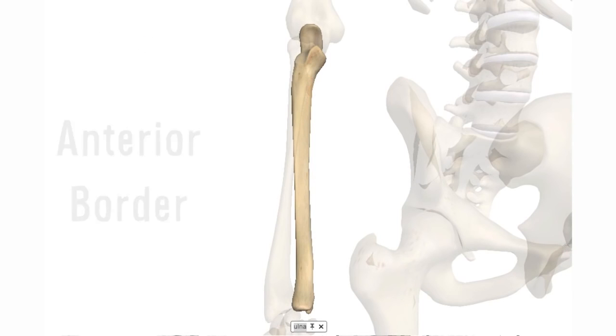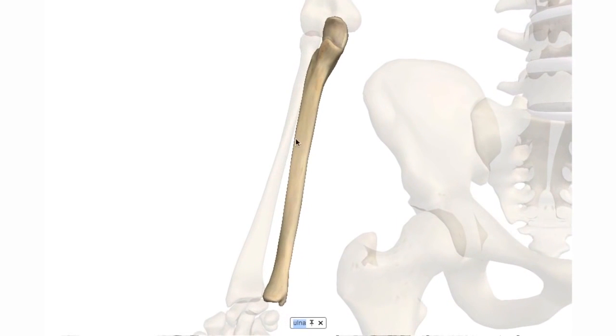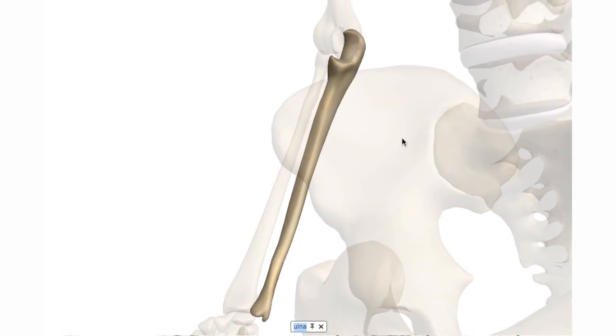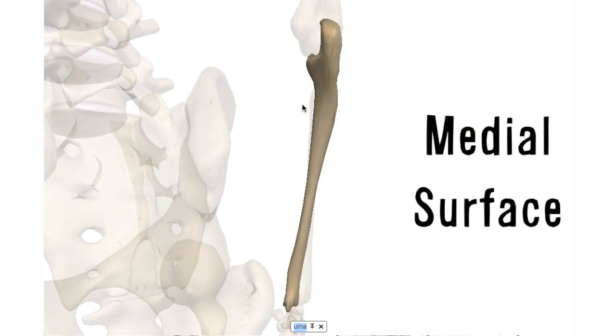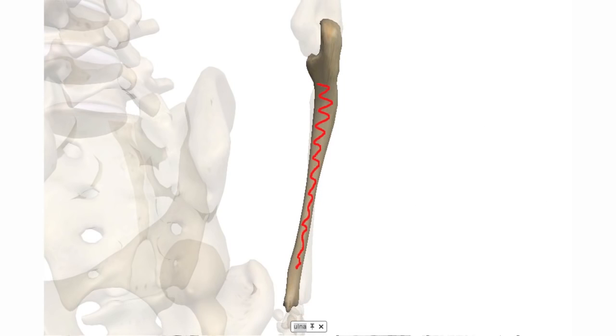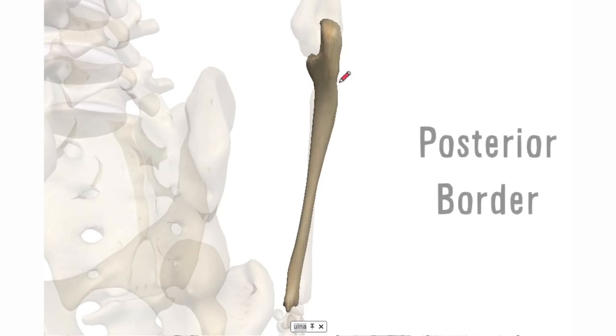Now, clearing this out, I'm going to rotate so you can start seeing the medial surface. So this is the medial surface of the ulna. Now there is another surface, the posterior surface, which is separated from the medial surface by a posterior border, and it should be found around here.